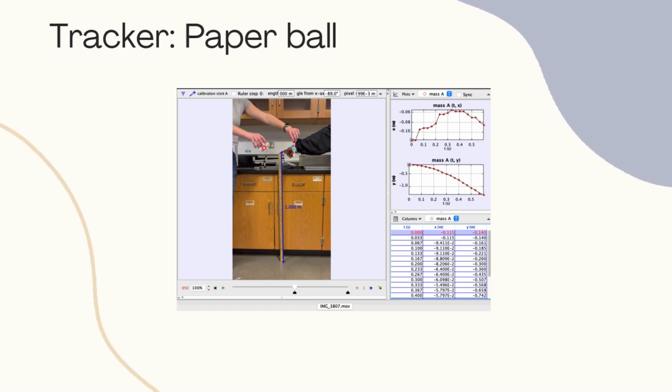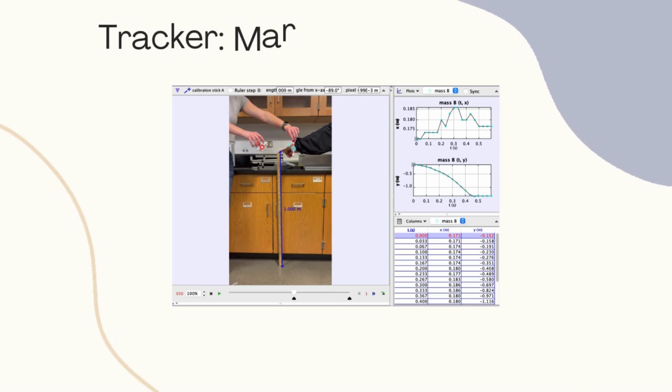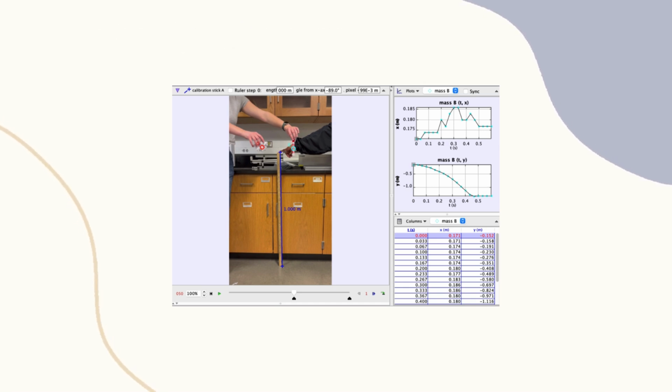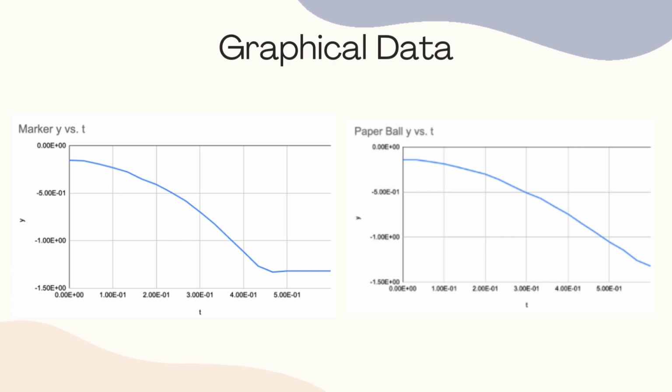And then here you can see we used the tracker for the paper ball, and then we also used it for the expo marker. And then here's just some graphical data that we generated. To the left is a graph that shows the marker versus time, and to the right is a graph showing the paper ball versus time.